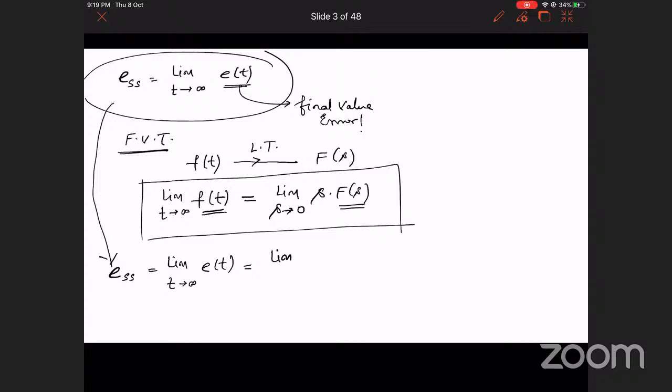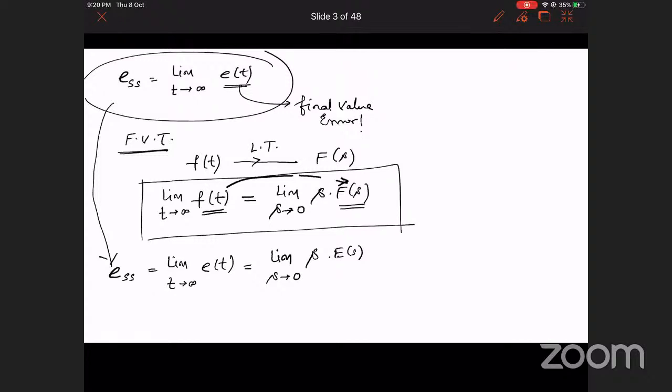This is equal to limit s tending to 0 of s into, now for f of t, if the Laplace transform is F of s, can anybody tell me what is the Laplace transform of e of t? Guys, I'm waiting for you. If f of t's Laplace transform is F of s, what is the Laplace transform of e of t? Obviously, it is E of s.